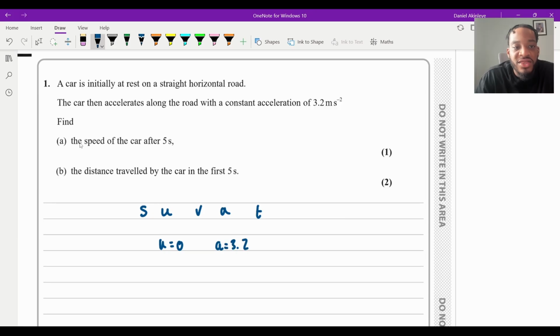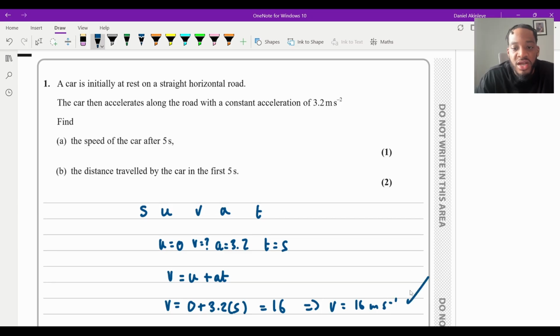And we need to find the speed of the car. We need to find the speed, right? That's V. So we're looking for V. After 5 seconds, that means T is equal to 5. So we've got these four variables here. You ask yourself what formula connects all of these four together, and that's just V is equal to U plus AT, isn't it? So plugging in everything that we know, V is equal to 0 plus 3.2 times 5, which is 16. So therefore, we could say that V is equal to just 16 meters per second. That's fine, that's done, that's part A.